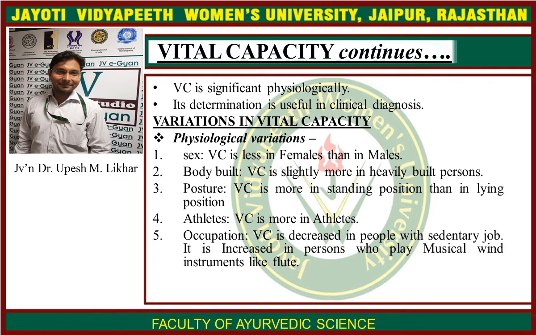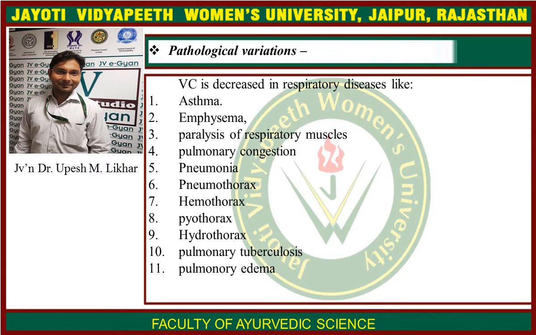Vital capacity is less in females than in males. It is slightly more in heavily built person. It is more in standing position than in lying position. It is more in athletes and it is decreased in people with sedentary job. It is increased in person who play musical wind instrument like flute. Vital capacity is decreased in respiratory diseases like asthma, emphysema, pulmonary congestion, pneumonia, pneumothorax, hemothorax, pyothorax, etc.